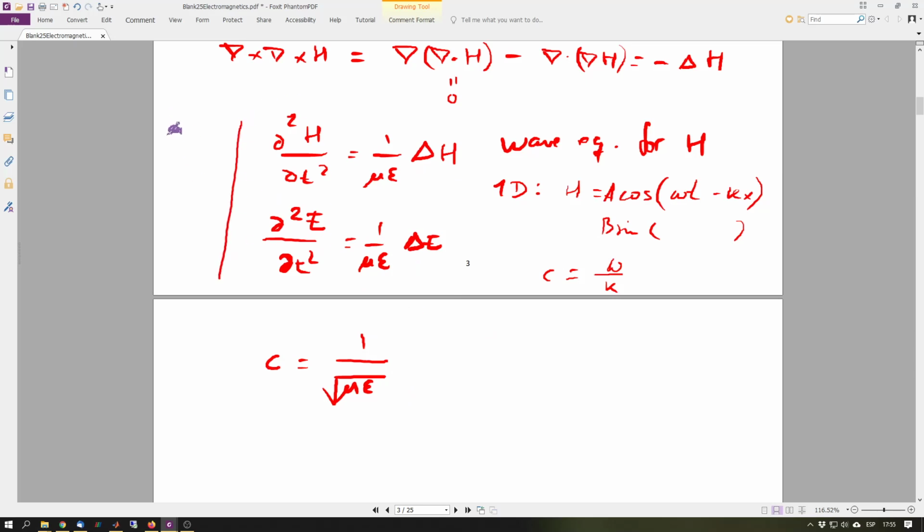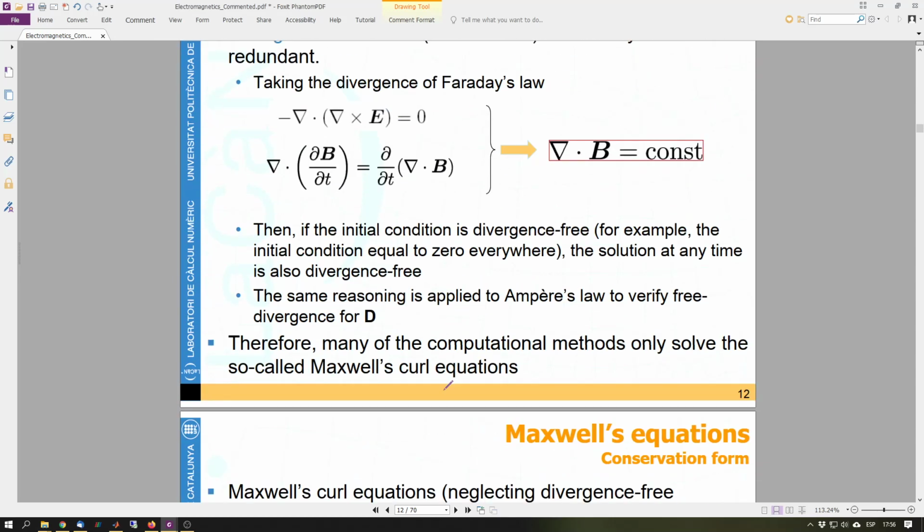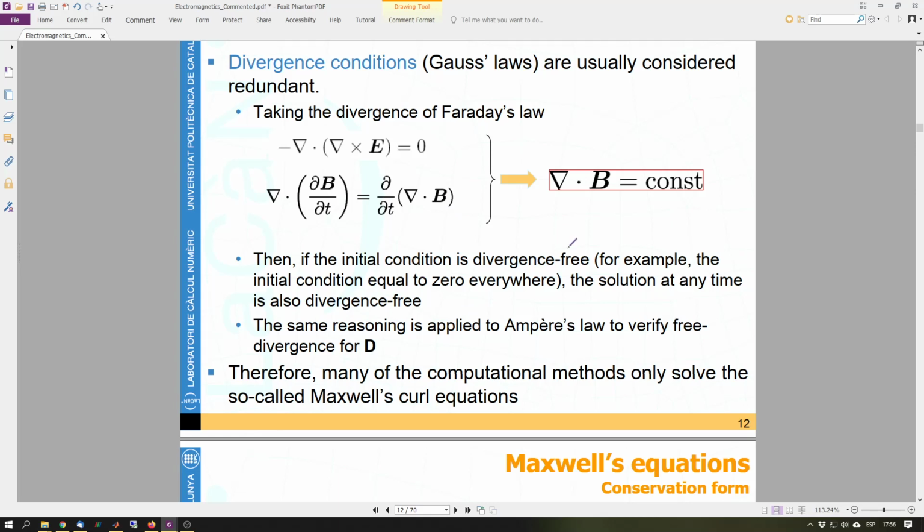So these equations are hyperbolic equations, but they are linear, which makes things a little easier to deal with than what we had before with, for instance, Navier-Stokes. That being said, we have this divergence-free condition, which means that this constant is not equal to 0, but if the initial condition is divergence-free, it will be divergence-free everywhere and throughout time as well.